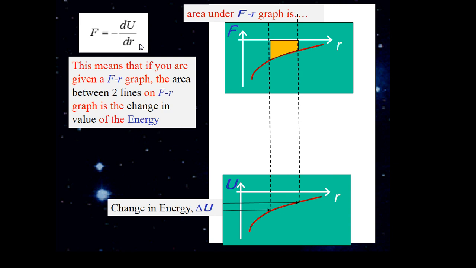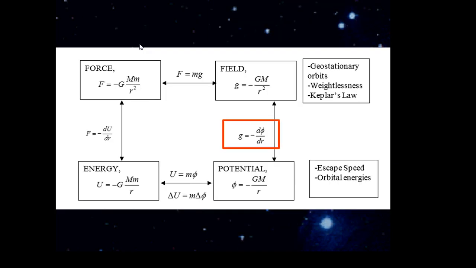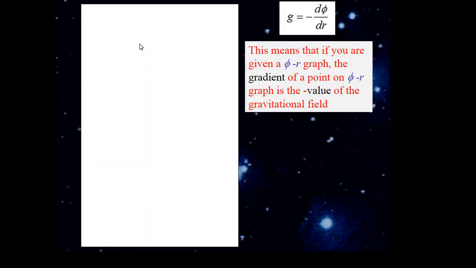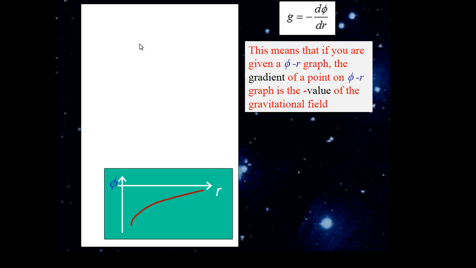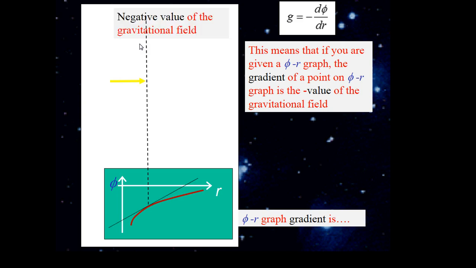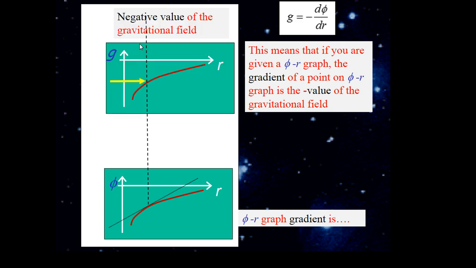The next parts are the same. You will notice that the graph looks exactly the same. Okay? For g equals negative d phi dr, the gravitational field is the change of potential with distance. Look at this. If you are given a phi-r graph, the gradient of it is the negative value of the gravitational field. Alright, it's the same thing.